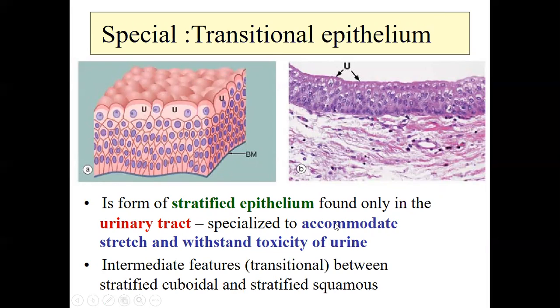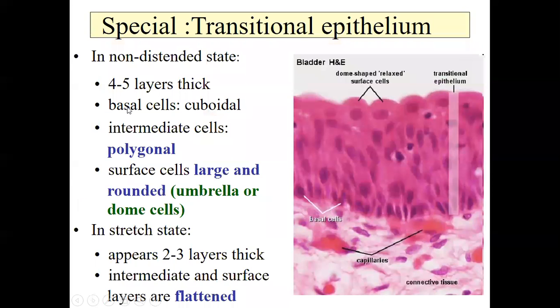It is specialized to accommodate stretch, meaning this type of epithelium can stretch, and also to withstand the toxicity of the urine. You know that urine contains toxic material, so this epithelium can withstand it. It is known as a transitional epithelium because it has intermediate features, or transitions, between the stratified cuboidal and the stratified squamous epithelium. This is the transitional part.